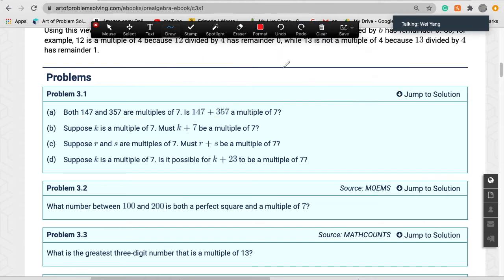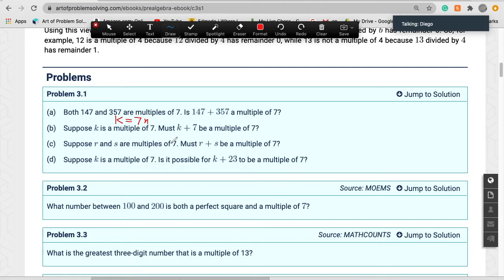Now let's see part B. Suppose K is a multiple of 7. Then they ask you, must K plus 7 be a multiple of 7? Obviously, yes. This is correct. But to prove this, you can do this. Since K is a multiple of 7, we can write K equals 7 times n.